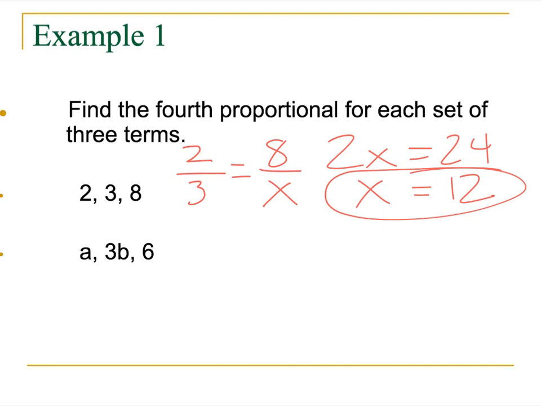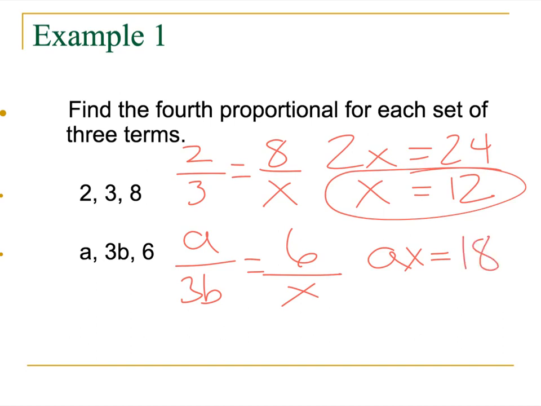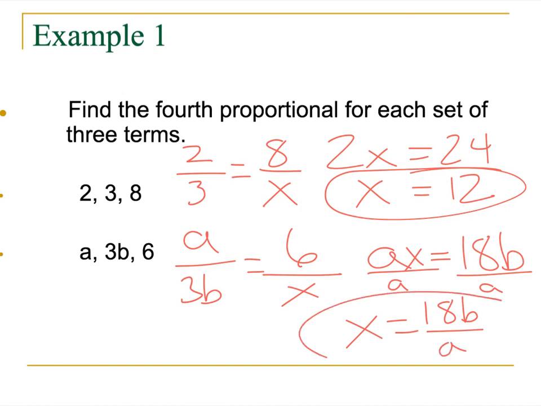Find the fourth proportional. So we've got a over 3b is equal to 6 over x. Now if I solve that one, I'm going to have a times x, so ax is equal to 6 times 3b, so 18b. And if I divide by a and divide by a to get x by itself, that fourth proportional, I'm going to have 18b over a. Yay! Fourth proportional. Awesome.